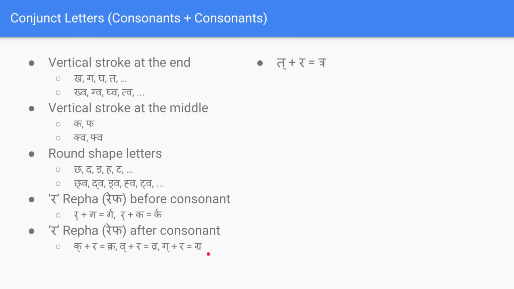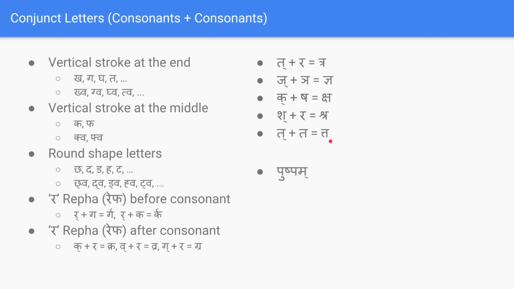And there are some special letters which don't have these rules applied, like it plus ra, tra, it is represented like this, and ij plus nya becomes jnya, and ik plus sha becomes ksha, and ish plus ra, shra, and it plus ta, tta.